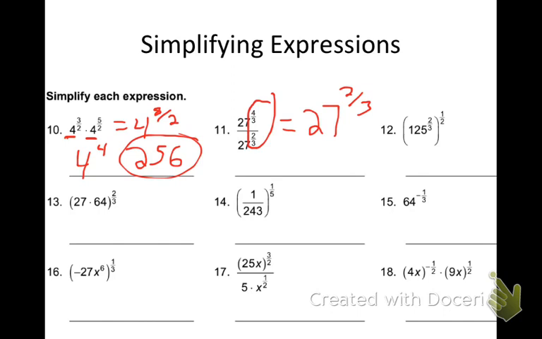So yeah, if you rewrote this one, you should get the cube root of 27 squared. Cube root of 27 is 3. 3 squared is 9. All right.